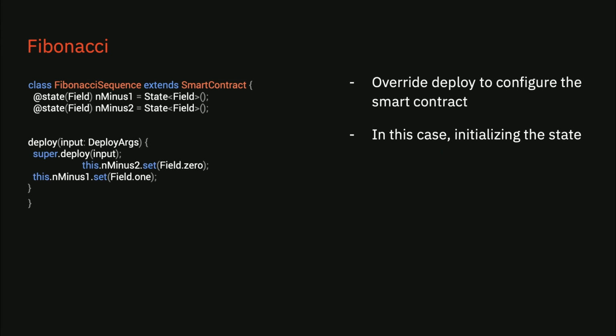So next, we're going to define a deploy method. And this deploy method is just run when we first deploy our ZK app to the chain. This is usually just done to initialize the state that we want. In this case, it's pretty easy to read. We're just referring to our state there, and then we're using this .set call. And .set is how you set your on-chain state. So we're just initializing it to 0 and 1 at the beginning.